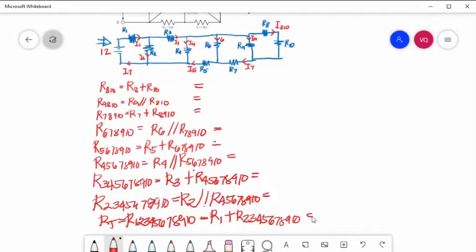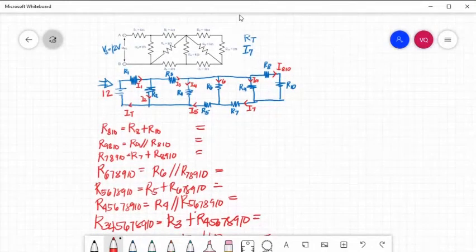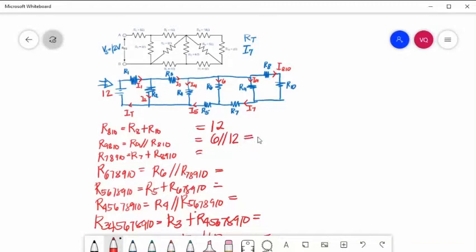R8 and 10, 10 plus 2, so that is 12. R9 is 6 in parallel with 12. That is 4. R7 is 4, so 8. 8 plus 4, 12.